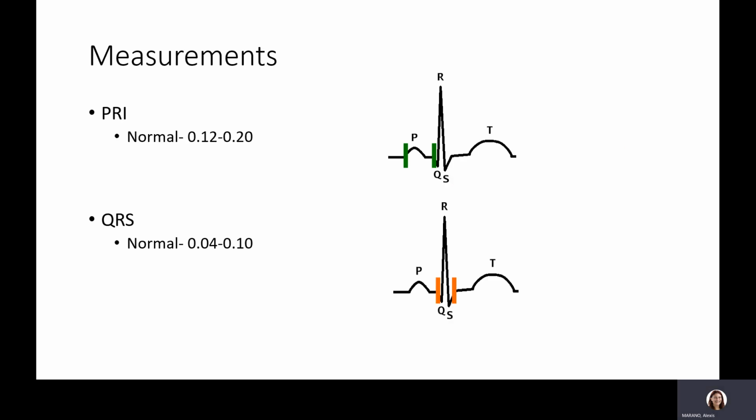So let's talk a little bit about measurements. For the PR interval, we start our measurement at the very beginning of the P wave and end it right before the Q complex begins. This measurement should be somewhere between 0.12 and 0.20 seconds. If it's a little bit longer or shorter than normal, then we know it's coming from a different area, and we'll work with that. For our QRS, what we consider normal would be from the very beginning of the Q all the way to the very end of the S when it comes back to the isoelectric line, and we expect that to be somewhere between 0.04 and 0.10 seconds.